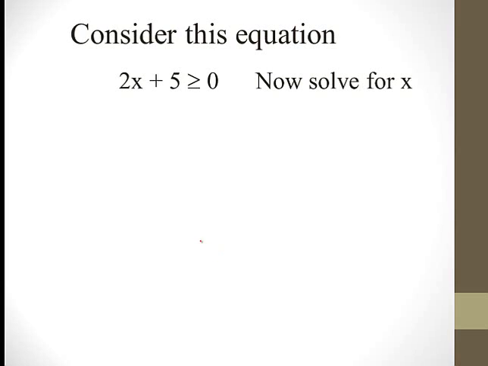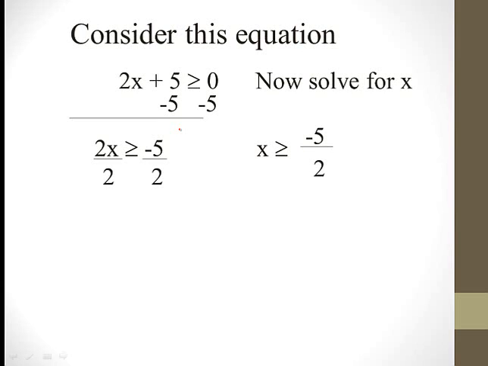So let's consider this inequality. 2x plus 5 is greater than or equal to 0. Just like you would with a regular equation, let's solve this for x. I would subtract 5 first, and that gives me 2x is greater than or equal to -5, and divide by 2. And that gives me that x is greater than or equal to -5/2.